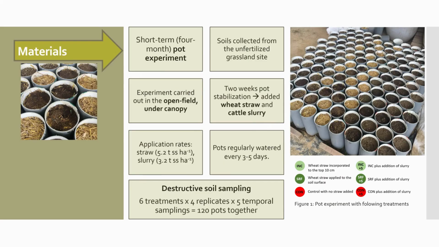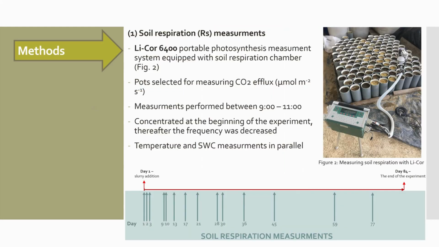Soil used in the pot experiment was collected from the unfertilized grassland site in Ljubljana. The experiment was carried out in the open field under a canopy and lasted 4 months. There were 6 main treatments, as you can see on the right side of the slide, all carried out in 4 applications. Due to destructive soil sampling, 4 sets of pots per treatment were replicated 5 times, initially giving in total 120 pots.